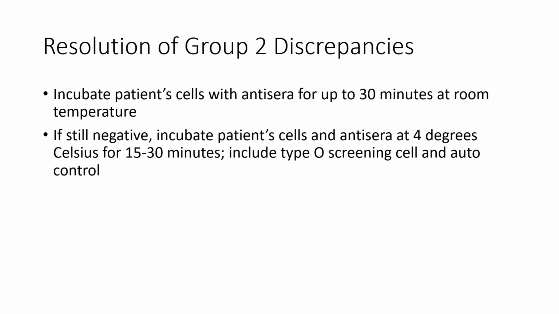To resolve the group 2 discrepancies, you may incubate the patient's cells with antisera for up to 30 minutes at room temperature. So for group 1, we were incubating the back type, and for group 2, we were incubating the front type. If it's still negative, incubate the cells in antisera at 4 degrees Celsius for 15 to 30 minutes, including a type O screening cell and autocontrol. An autocontrol is when you mix the patient's cell with the patient's plasma, which should not agglutinate.